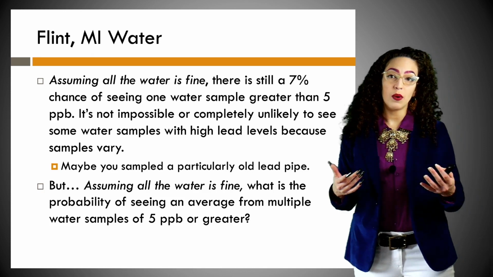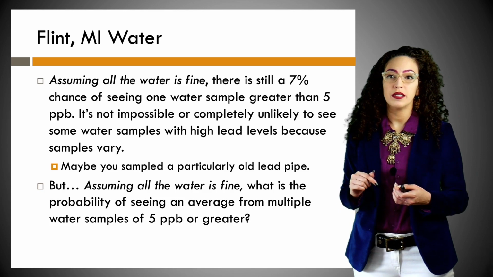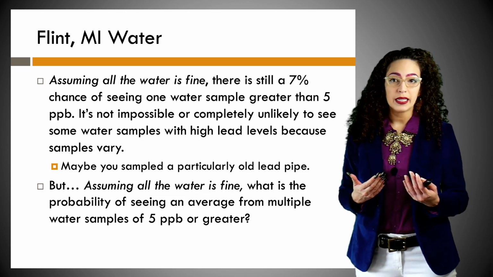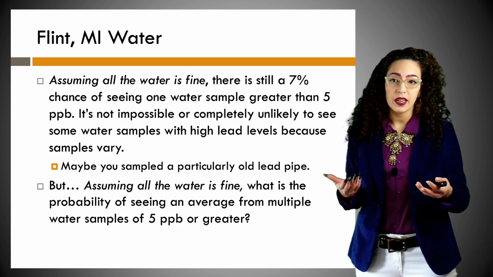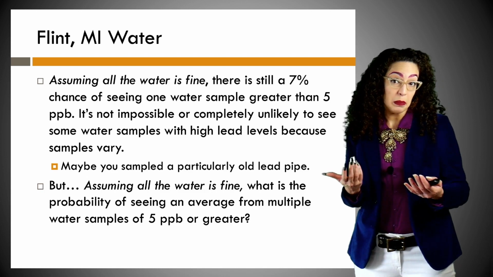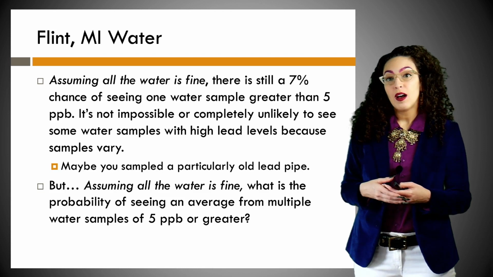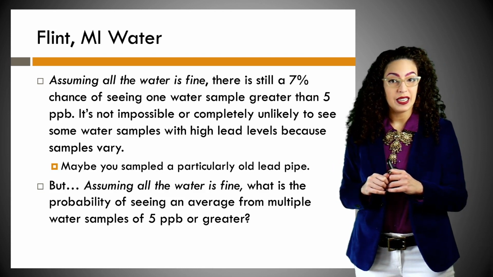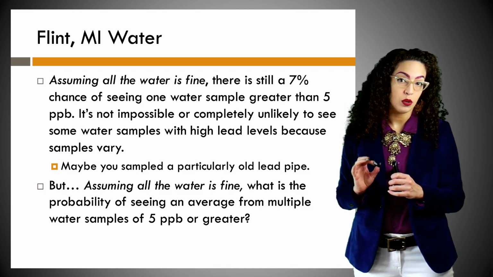So assuming all the water is fine, there is still a 7% chance of seeing one water sample greater than 5 parts per billion. It's not impossible or completely unlikely to see some water samples with high levels of lead because samples vary. Maybe you sampled a particularly leady lead pipe, or maybe it was a really old building. But assuming all the water is fine, what is the probability of seeing, on average, from multiple water samples, 5 parts per billion or greater?